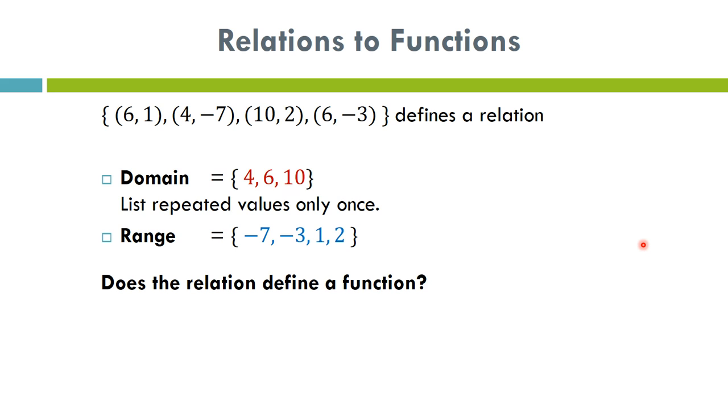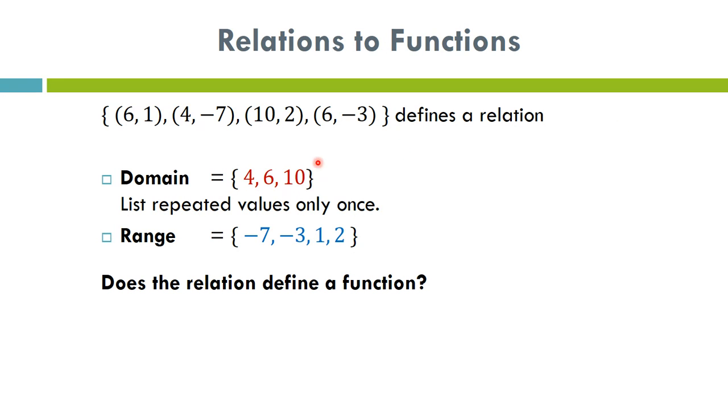All right, you guys. So previously we looked at what a relation is, and we've looked at what a function is. Now we're going to see, if I give you a relation, can you tell whether or not that relation represents a function? So we have this relation here. Remember, a relation is just a set of ordered pairs. So we've got (6, 1), (4, -4), (10, 2), (6, -3).